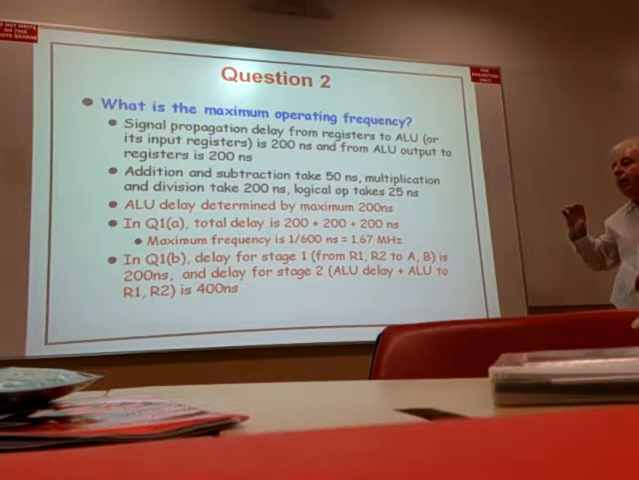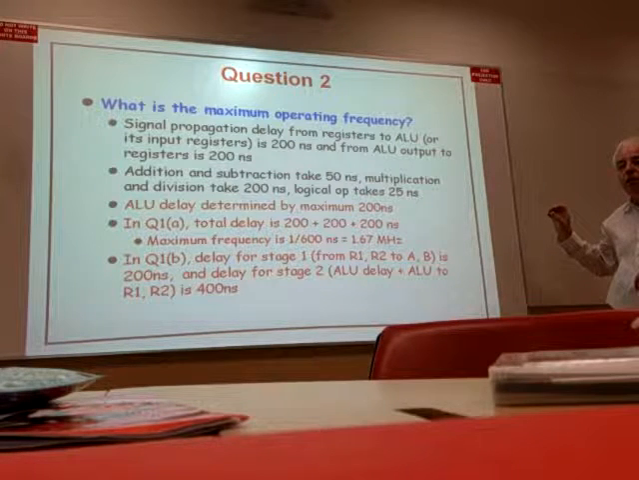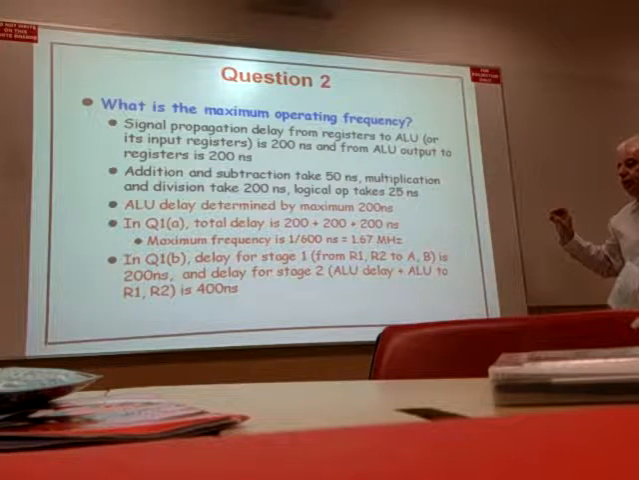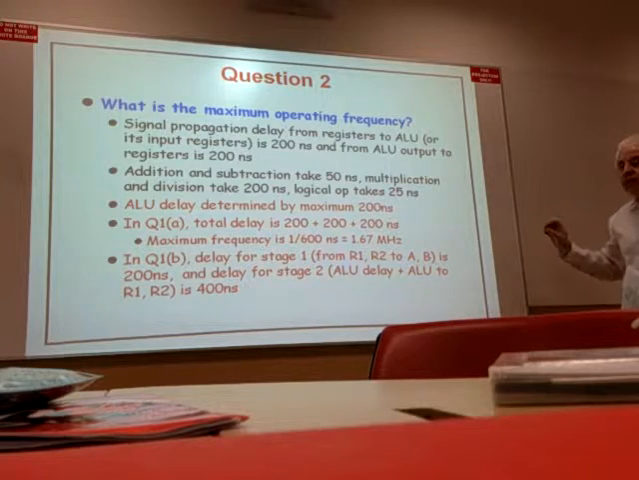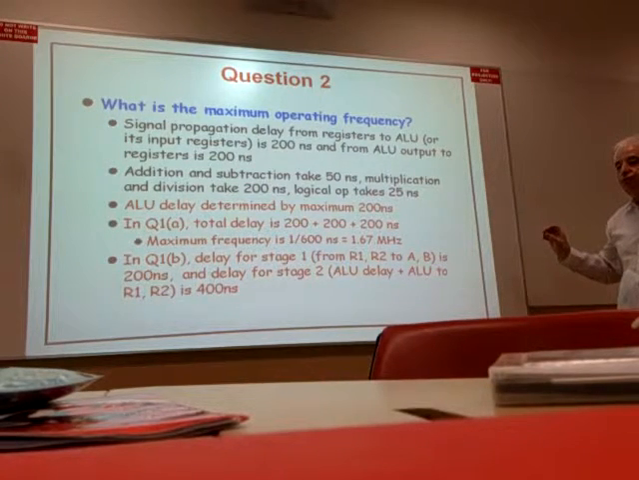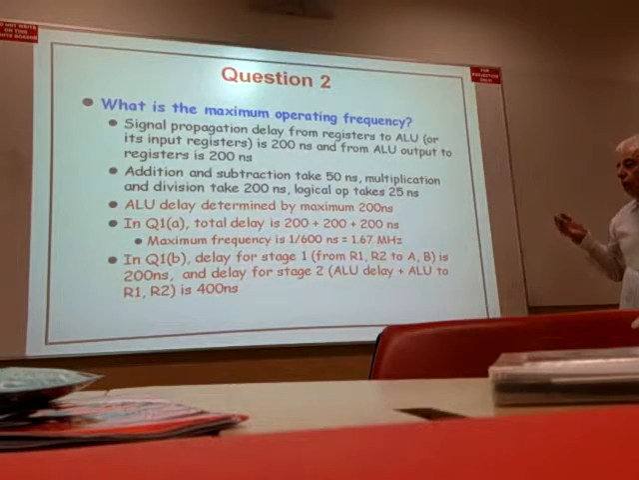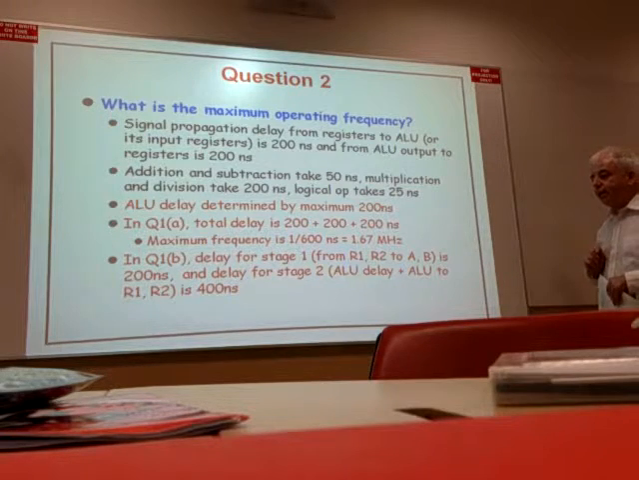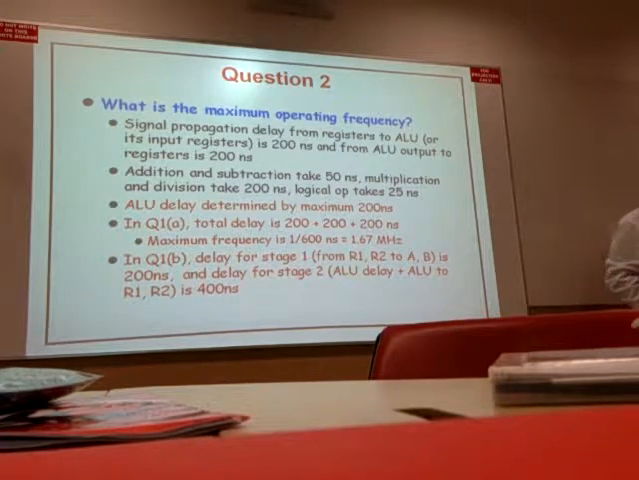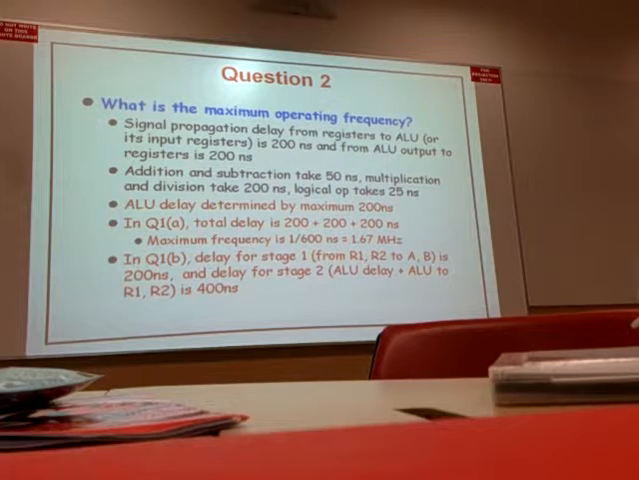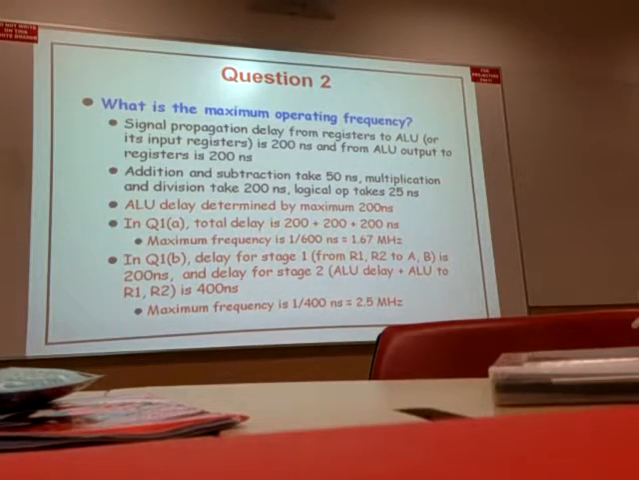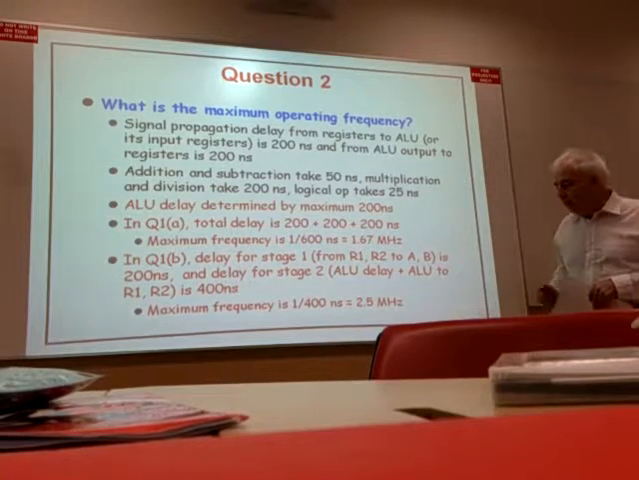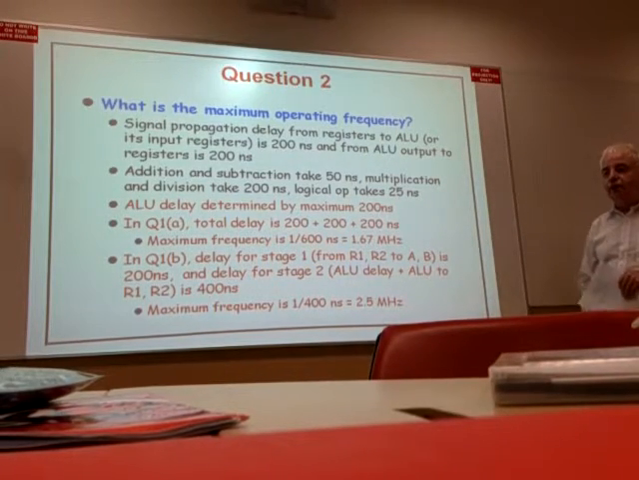So it's a 2-stage pipeline. The first cycle has to be at least 200 nanoseconds. The second cycle has to be at least 400 nanoseconds. So overall, the clock cycle must be at least 400 nanoseconds, the larger of these two. So if we take the maximum operating frequency, the maximum frequency is 1 over 400 nanoseconds, or 2.5 megahertz.